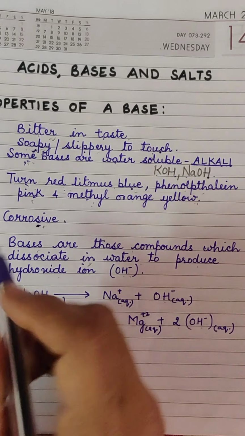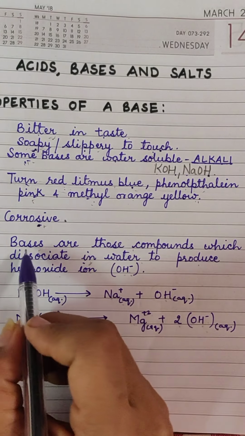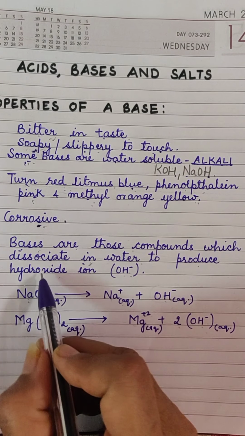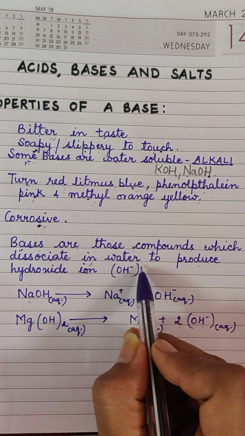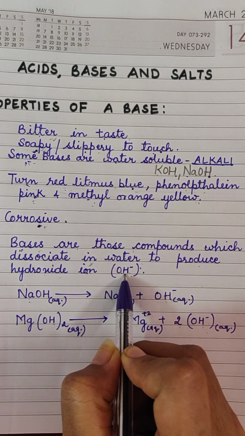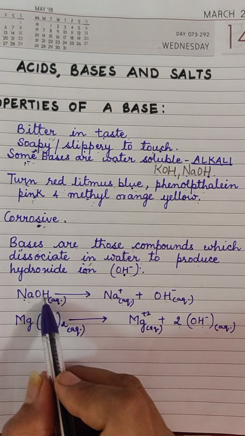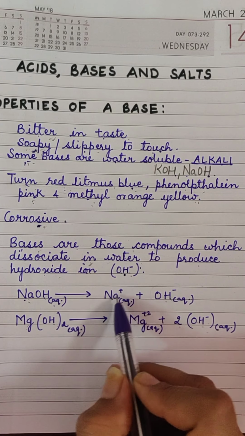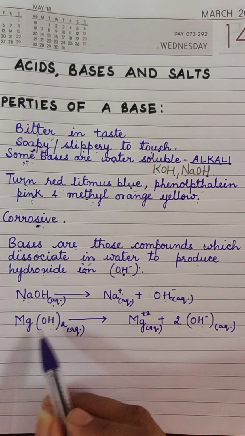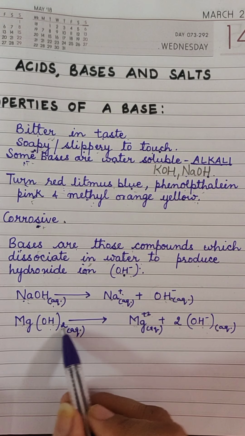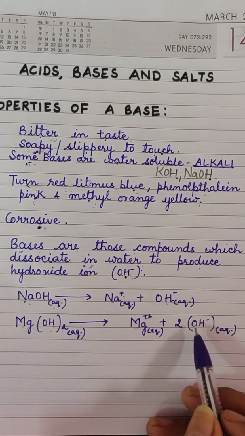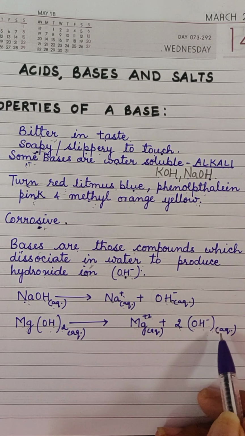Now, coming to the definition of bases, bases are those compounds which dissociate in water to produce hydroxide ion OH minus. This is the ion produced by bases in aqueous solutions. So NaOH in the aqueous state dissociates into sodium ions and hydroxide ions. Likewise, magnesium hydroxide Mg(OH)2 dissociates to give the doubly charged magnesium ion and two hydroxide ions.